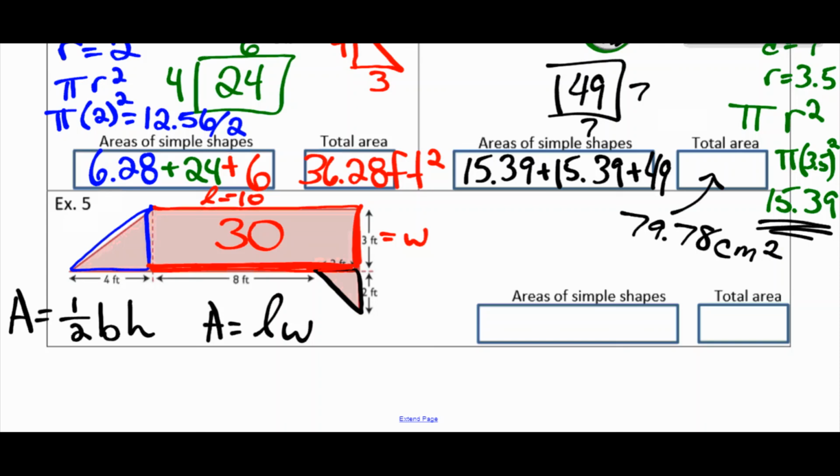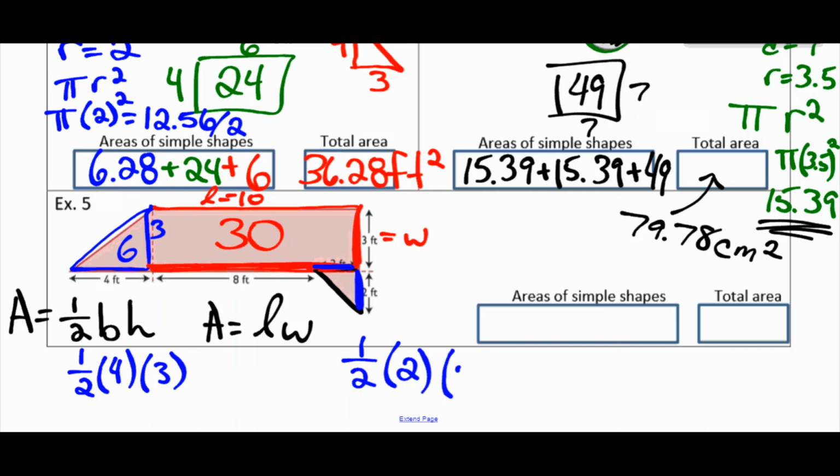The other 2 I'm finding from the area of a triangle, so I'm using 1/2 base times height. This is 3. The base there is 4. 1/2 of 4 times 3 is 6. And the same thing here. 1/2 of the base here is 2. The height is 2. 1/2 of 2 times 2 is just 2. So 6 plus 30 plus 2 is 38 feet squared.